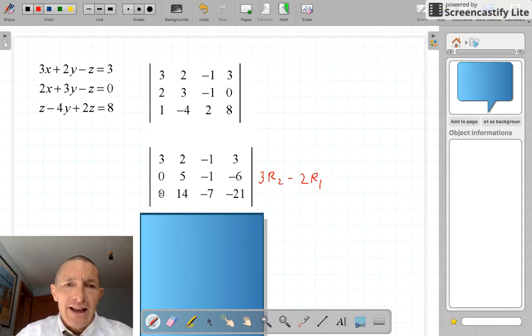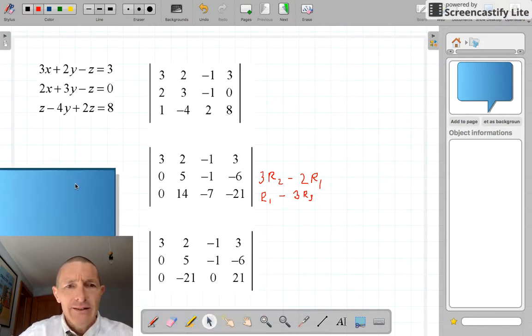I'm also going to get a 0 from here. And to get that, I'm going to do row 1, take away 3 lots of row 3. So that take away 3 lots of that gives me the 0. That take away 3 lots of that is going to give me 14. That take away 3 lots of that is going to give me minus 7. And 3 take away 3 lots of 21 is going to give me minus 21.